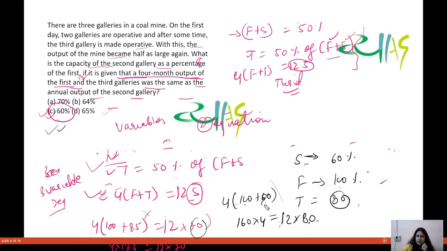So here you have to add 80. This will be 80 and this will be 60. So now both of them will be equal. A little bit of calculation error here. So this will be this, and this will give you the answer.